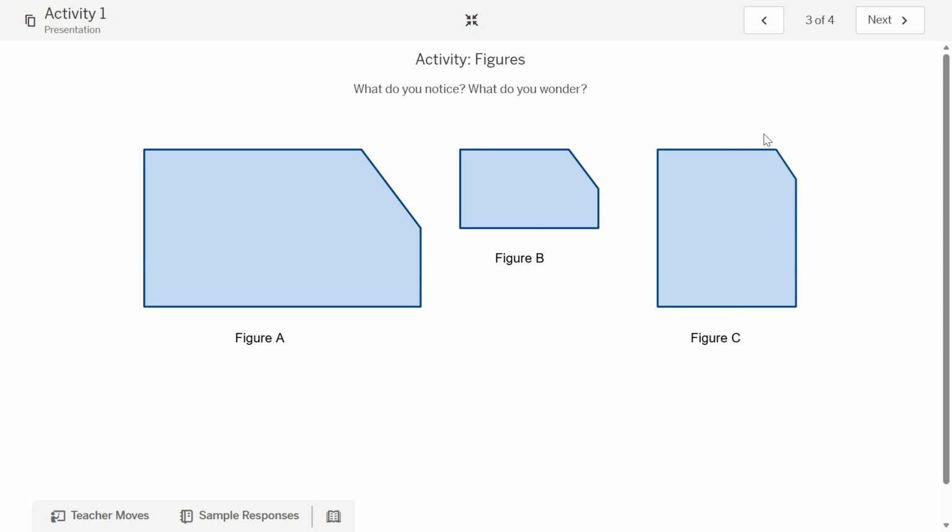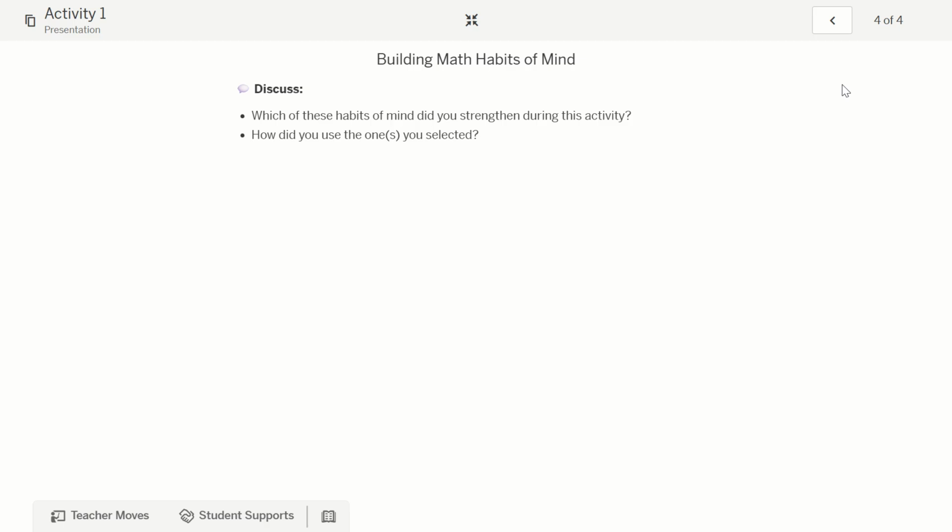Anything else that we have? Notice or wonder? Quiet hands up. No other notice or wonder? They're all the same shape, different areas. Okay, there you go. So, basically what we're doing here is this.